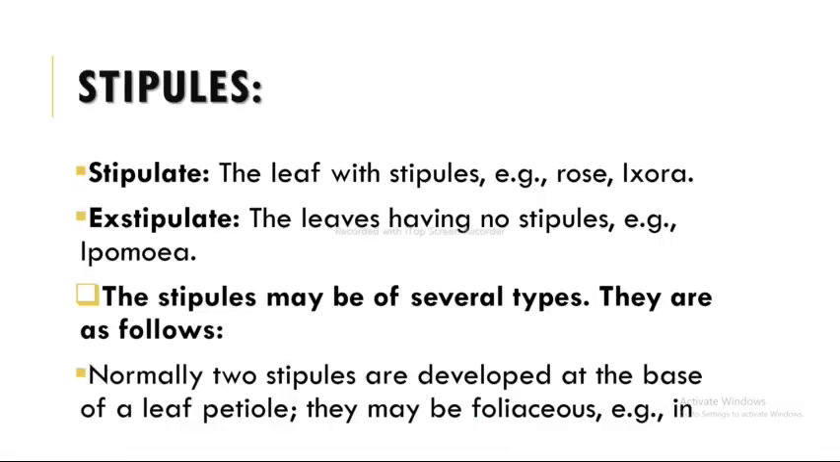So the next is stipulate. So the leaf with the stipules, for example in the rose and ixora. And next is exstipulate, the leaves having no stipules, and that condition is known as exstipulate, and such condition is mostly present in the Ipomoea. The stipules may be of several types, and these are as follows.